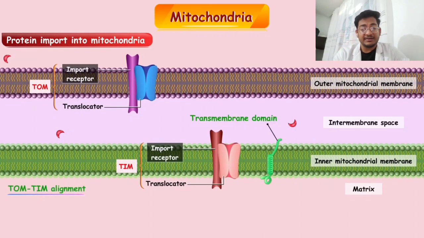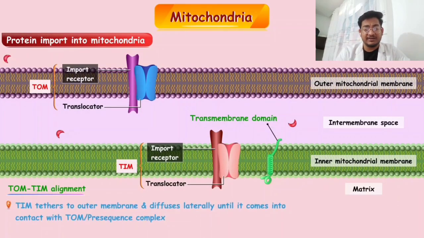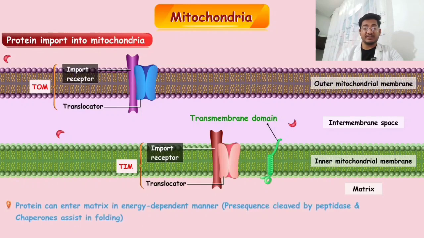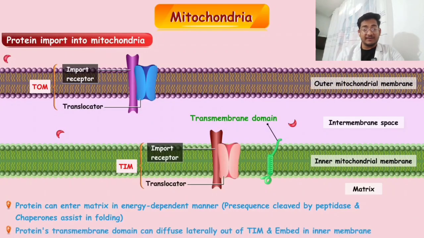The TOM and the TIM alignment is also an important topic, research suggests. The protein enters the outer membrane and diffuses laterally until it comes in contact with the TOM or the pre-sequence complex. Protein can enter the matrix in an energy-dependent manner. The pre-sequence is clipped by the peptidase and chaperones assist in folding proteins. A transmembrane domain can diffuse laterally out of TIM and embed in the inner membrane.